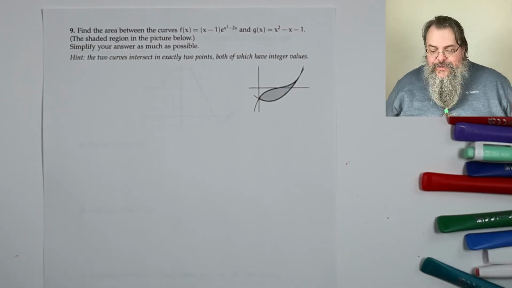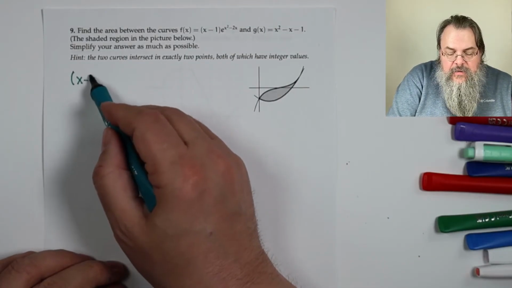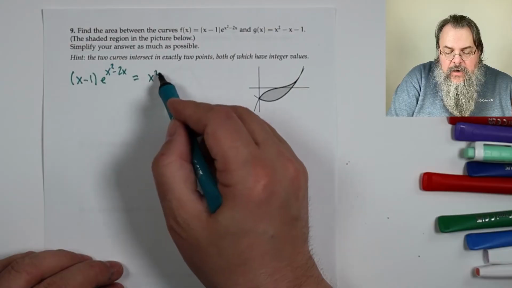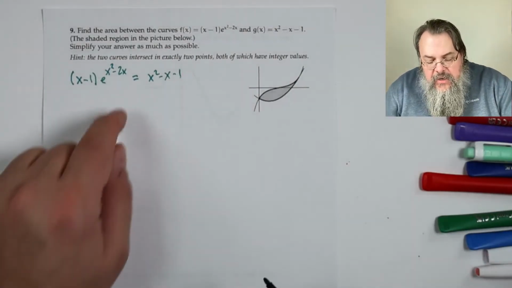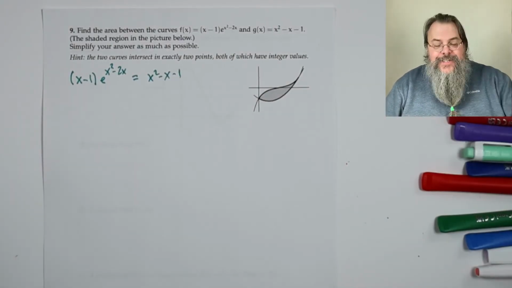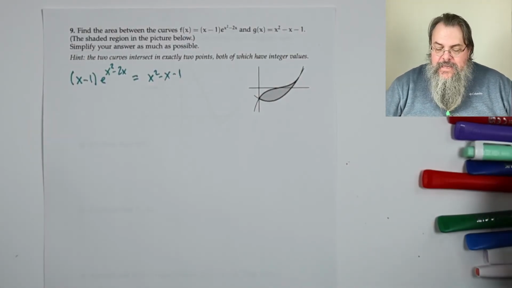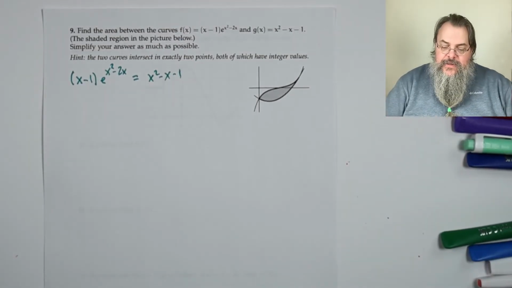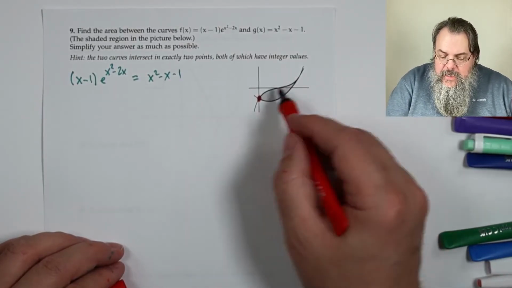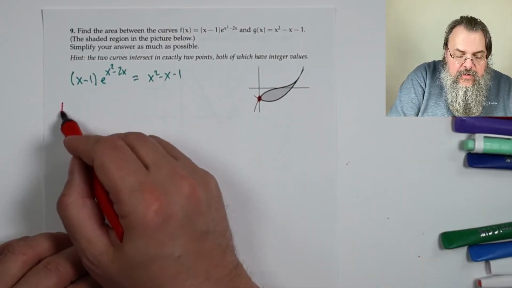Now, normally, how do you solve intersections? Well, you would set them equal. So when does x minus 1 times e to the x squared minus 2x equal x squared minus x minus 1? Now, there's a technical term for this kind of equation. The technical term is hard. This is a hard equation, so we don't want to do that. But let's take a look at our picture. It looks like they intersect here, and we have a grid, so maybe that would be 0. So let's try x equals 0.